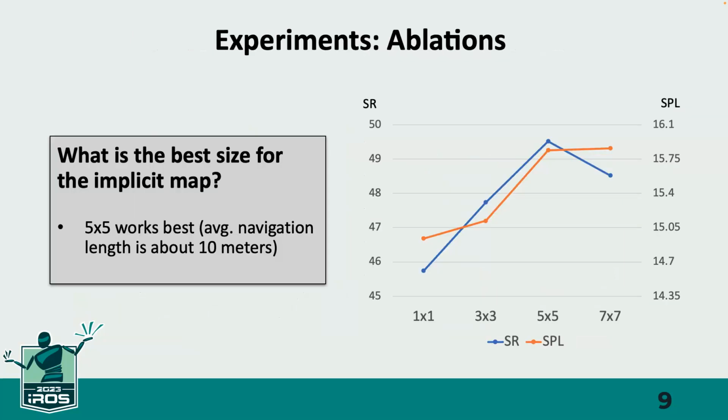We evaluate the base size of the implicit map on our dataset. We found a 5 times 5 size works best, as our navigation length is not very long. The small size of the implicit map makes our model more efficient.